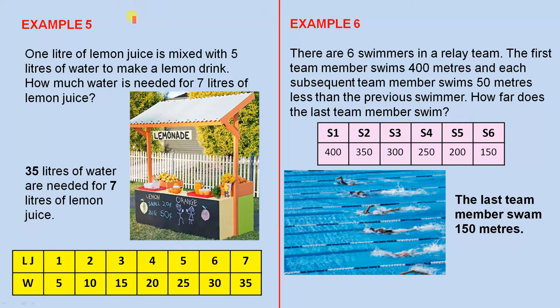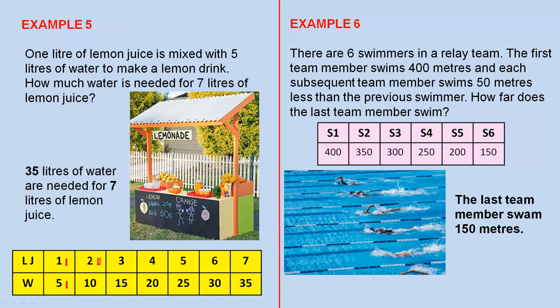Example 5. 1 litre of lemon juice is mixed with 5 litres of water to make a lemon drink. How much water is needed for 7 litres of lemon juice? Okay, let's have a look. So, it says 1 litre of lemon juice, which is there, is mixed with 5 litres of water. See there? Done.